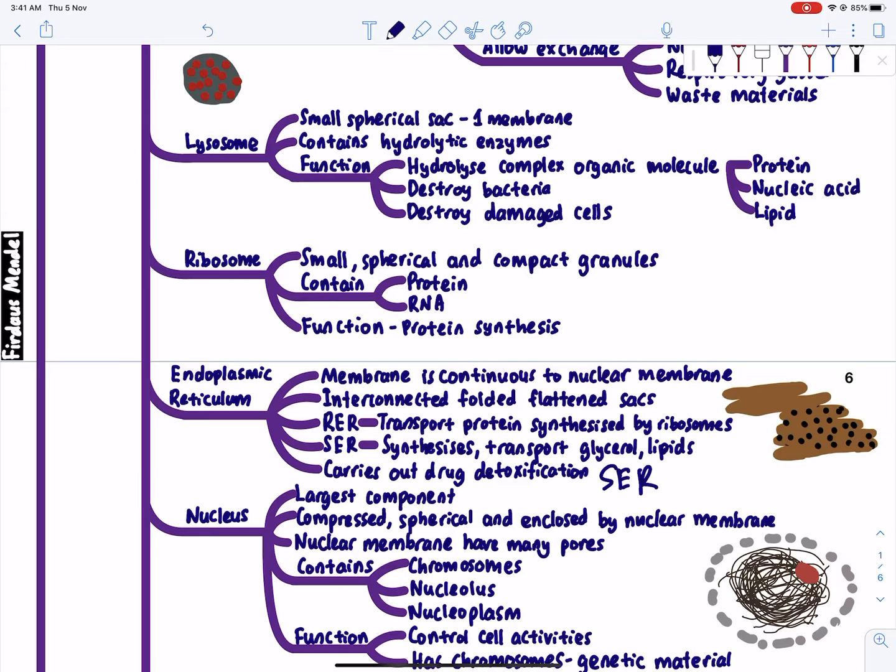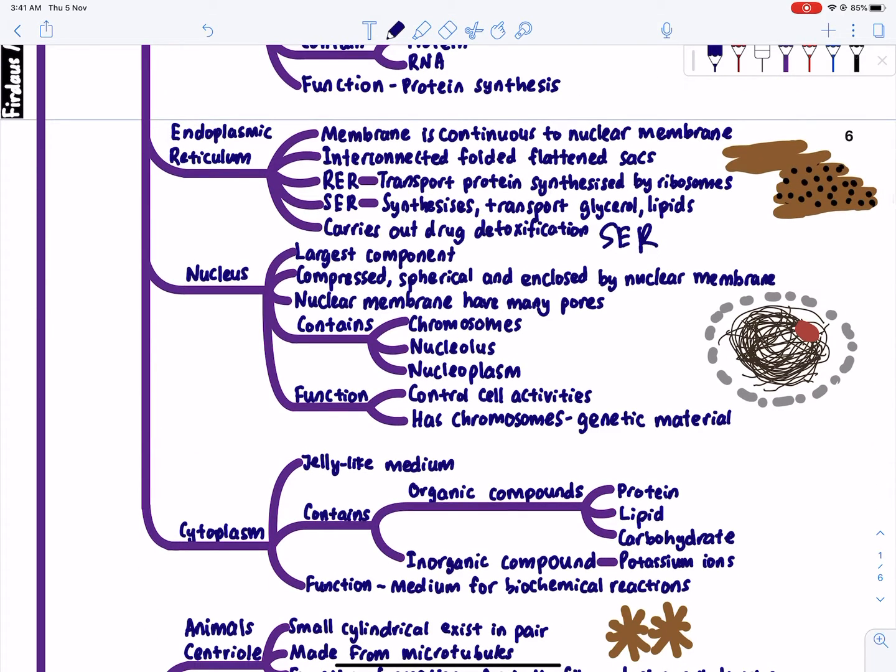And then we have the nucleus. Okay, nucleus, the largest component. The nucleus is the largest component.